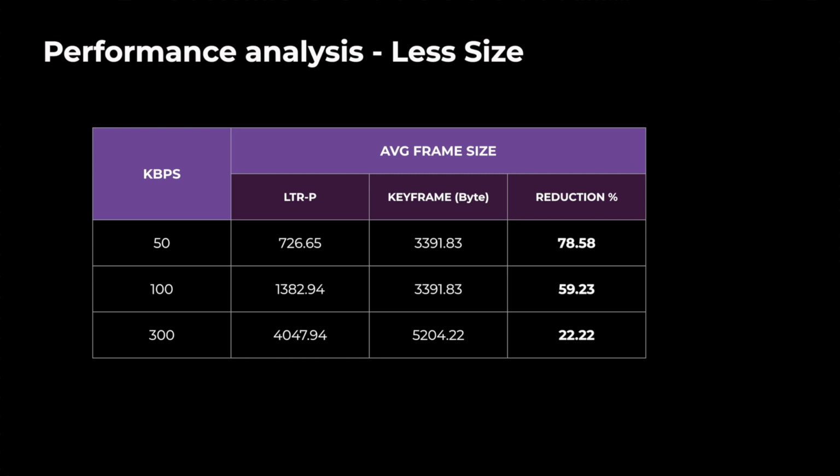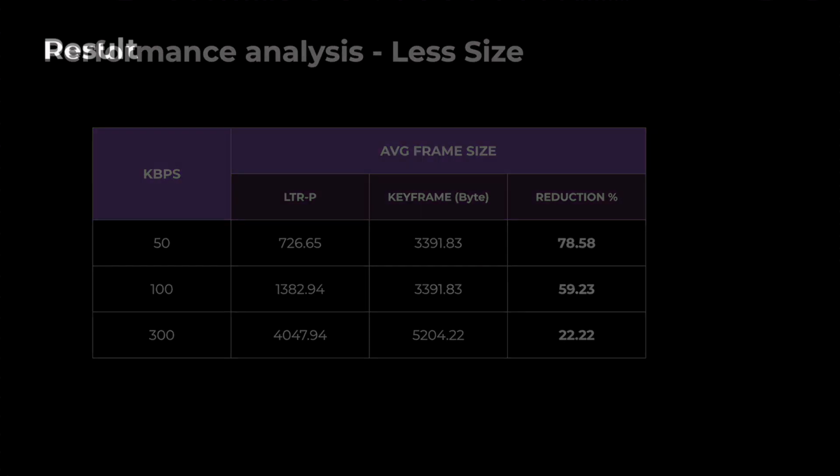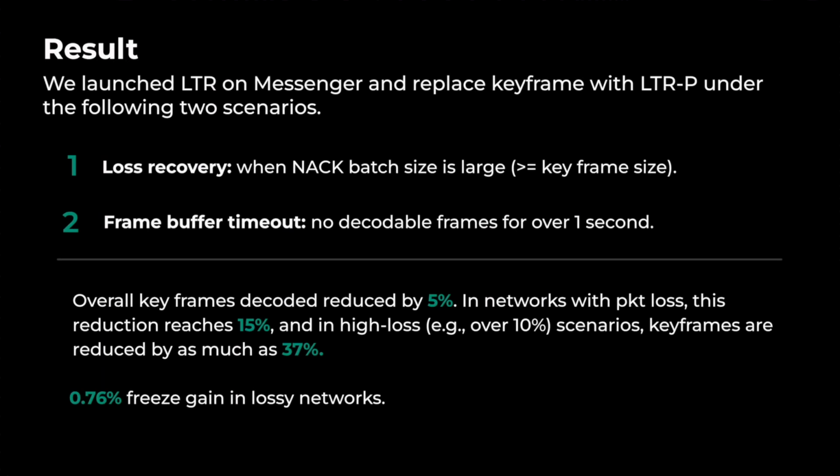As you can see, LTRP compared to keyframe at low bandwidth conditions, its size is almost 8 times less than the keyframe. So we implemented the LTR and launched LTR on Messenger, and we replaced the keyframe with the LTRP under two scenarios. The first scenario is high loss conditions, which means that the receiver needs to request retransmission of up to 10 missing packets. The second scenario is frame buffer timeout, which means that the receiver cannot decode any frame for longer than 1 second.